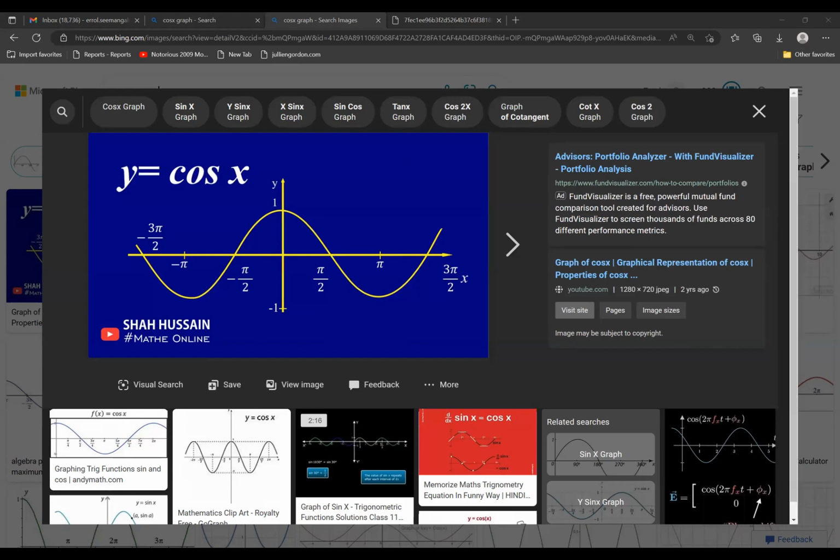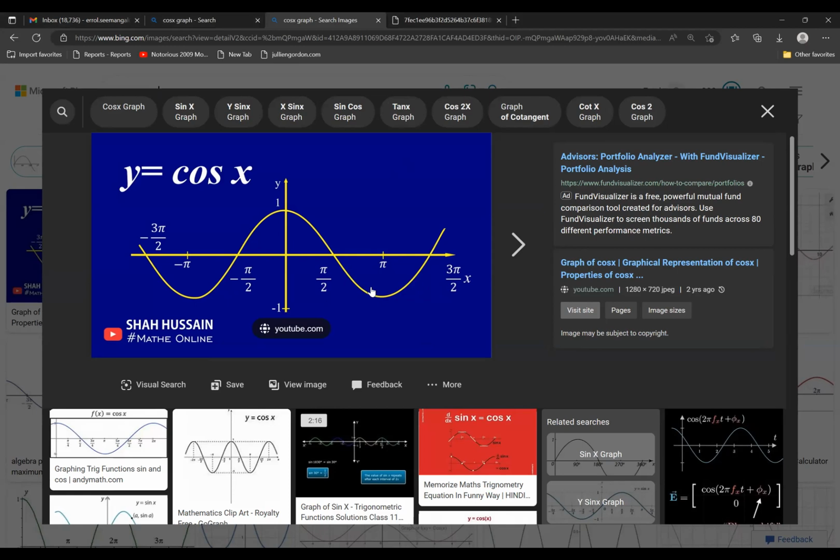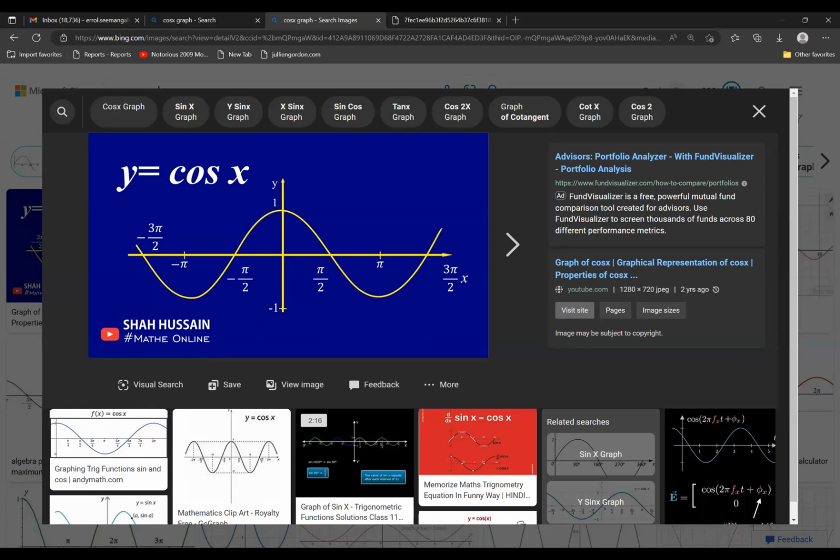Pi over 2, you're at 0. Then at pi, you're at -1. And then, oh no, wait a second. I think I messed that up. At pi, you're at -1. Is that what we drew on the whiteboard? Yeah. I'm having trouble switching back and forth, keeping this straight. Where's the whiteboard? Share whiteboard. Oh, that's the wrong whiteboard. Okay.